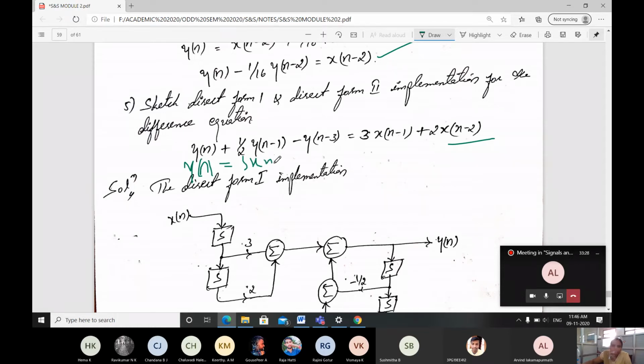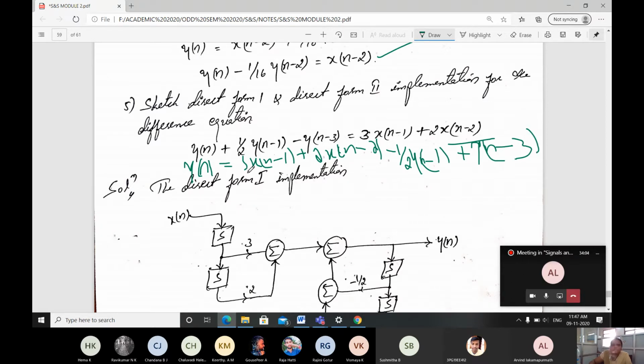x of n minus 1 plus 2 into x of n minus 2. Then shift these to the RHS. We will get minus 1 by 2 y of n minus 1, right? Then plus y of n minus 3 you will get, right?